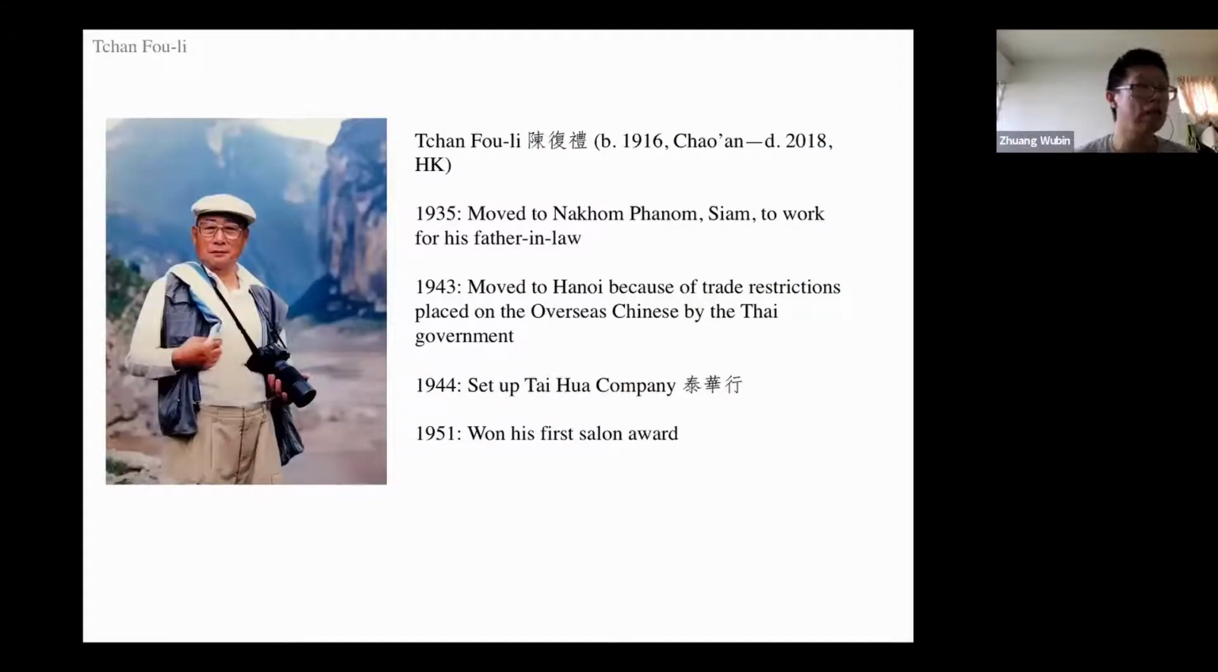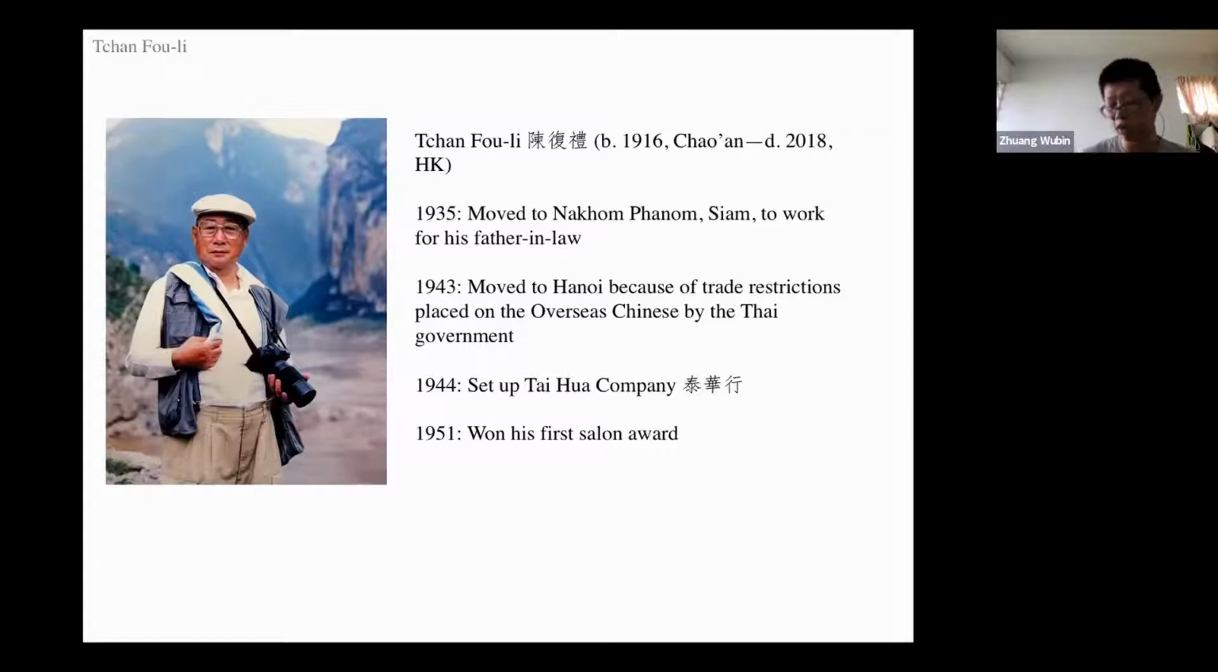The second person that would thread this entire presentation is somebody that I think people from Hong Kong would be slightly more familiar with. He's actually a Chaozhou person, or Teochew. And very young, like some of the Teochew migrants, he sought working opportunities in Siam. So he went to Nakhon Phanom. Then later on, he went to Hanoi. And then it was in Vietnam that he set up his company.